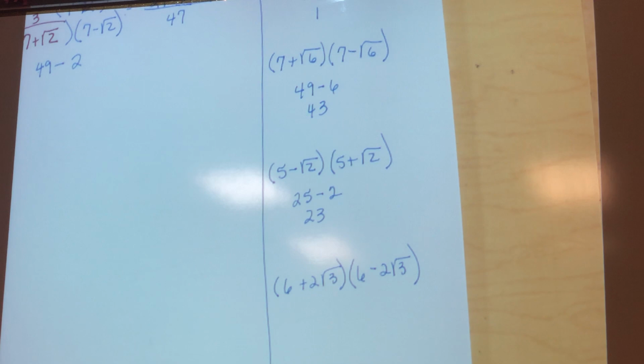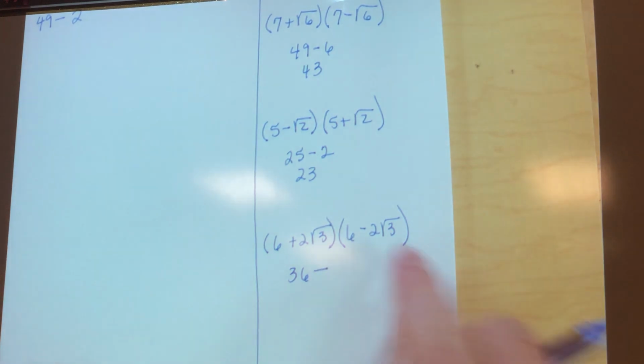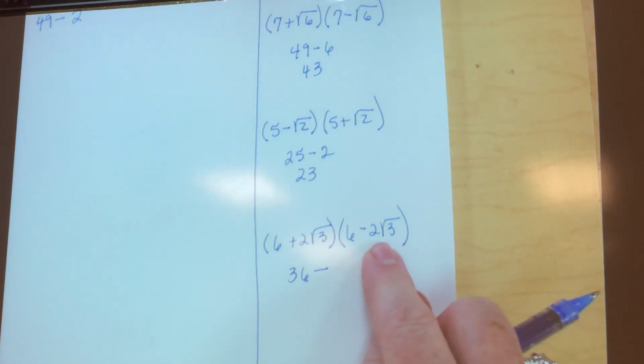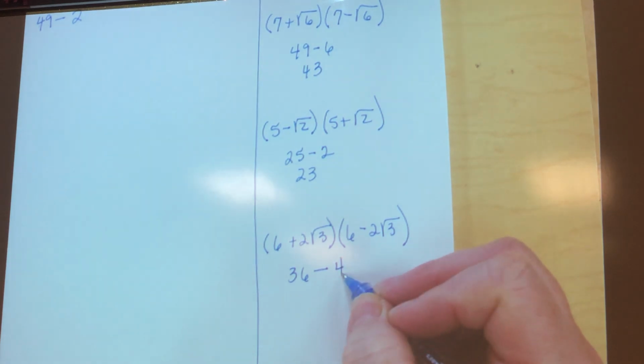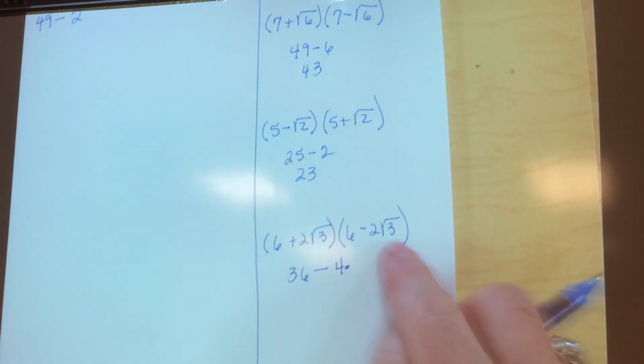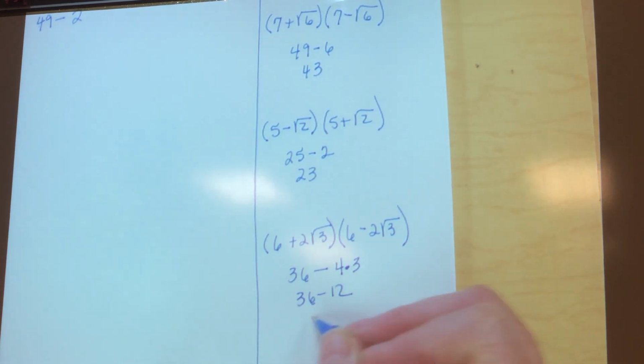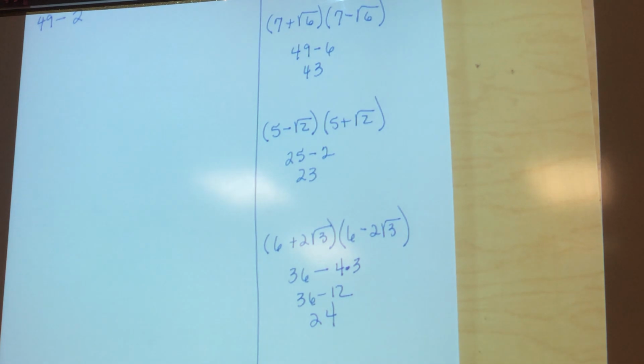All right, what'd y'all get? 24. Very good. So square the first, 36, minus. When you square this last, everything squares. What is 2 squared? 4. What operation are you doing between this 2 and this radical? Multiply. Then that's what you're doing. And what is the square root of 3 squared? 3. And 4 times 3 is 12, and 36 minus 12 is 24. All right, anybody got a question?